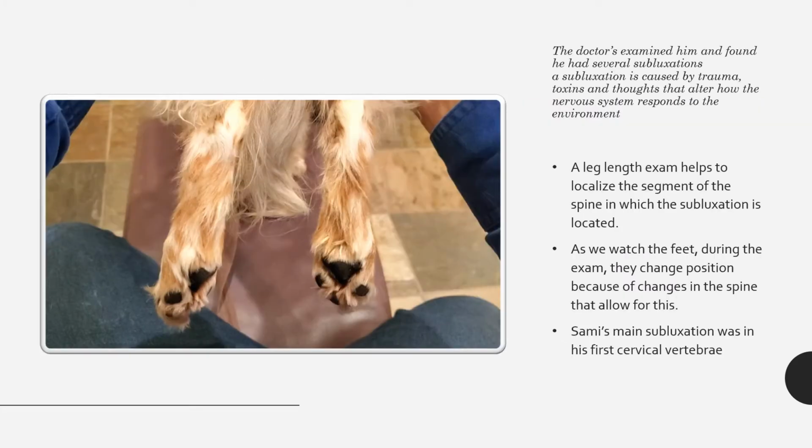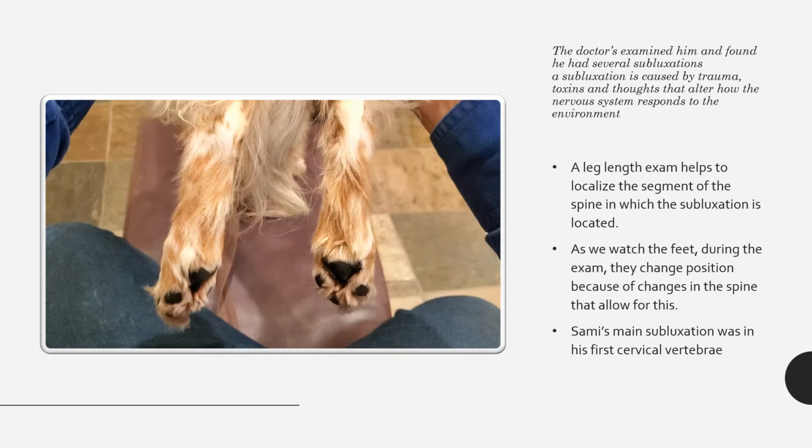So in that video, you could see that Sammy was definitely not himself. After examining him, we found that he had several subluxations. A subluxation is like a sprained ankle, only it's in the spine, and it can be caused by trauma or toxins or thoughts, like emotions, that change or alter how the nervous system responds to the environment around it.